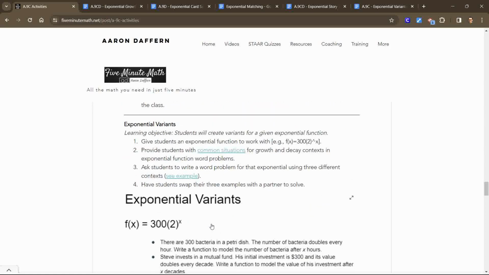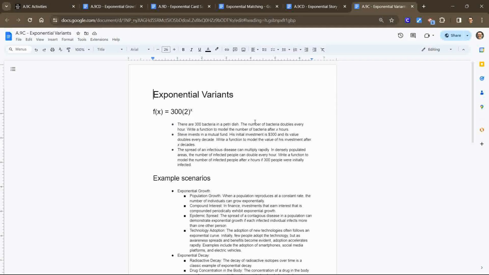And then finally, we have exponential variance. What we are wanting to do here is create variance for a given exponential function. We're thinking of what are different ways that you can take a simple exponential function. So I've got an example here. It's the same link in both of these right here. So here's a simple one: f of x equals 300 times 2 to the x.